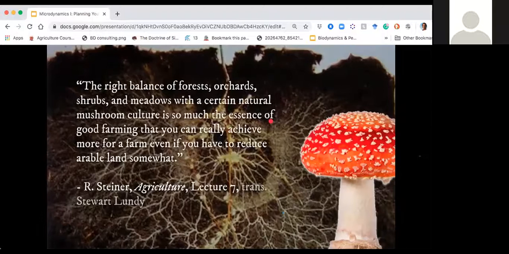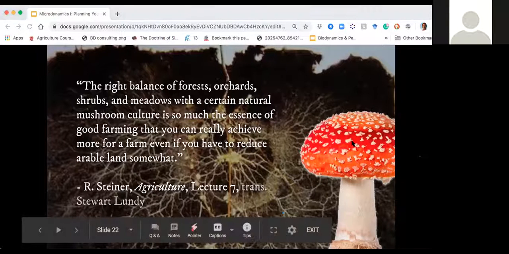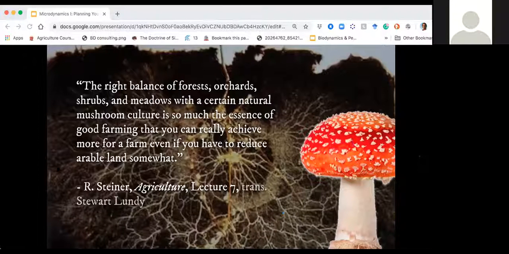All right, so Steiner says here that the right balance of forests, orchards, shrubs, and meadows with such a natural mushroom culture is so much the essence of good farming that you can really achieve more for a farm, even if you have to reduce arable land somewhat. So even if you're planting some perennials, and maybe you're technically reduced, I'll recommend John Jeavons' approach, which is the grow biointensive method. You can get an incredible amount of yields, and it is entirely harmonious with the biodynamic approach, in my opinion.